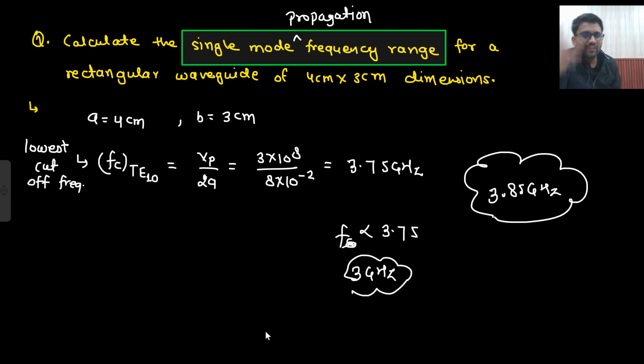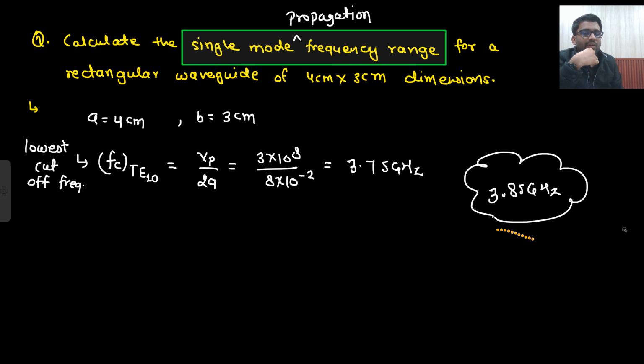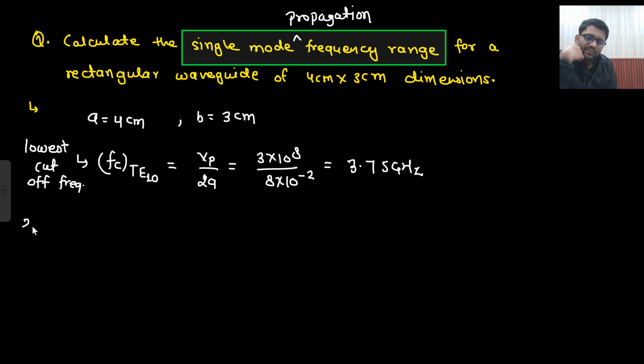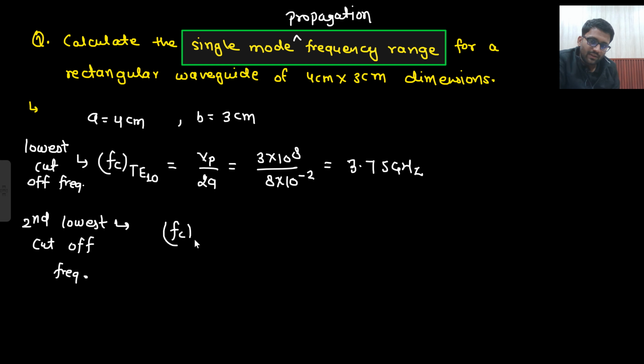So this is the lowest cutoff frequency. What will be the second lowest cutoff frequency? Second lowest. Think about it. What do you think? It could be TE01, because what will be the formula for TE01? Or it could be TE20 as well. Let's find out the formula for both of them.